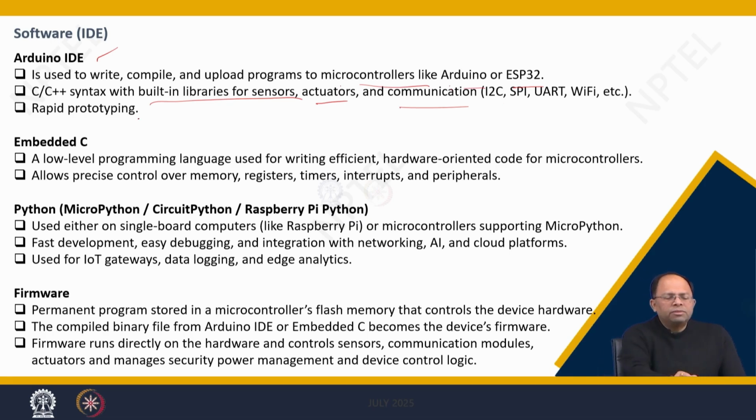So Arduino allows very rapid prototyping, and communication happens via different channels. We will talk about those later when we discuss Arduino in detail. And then, instead of Arduino C, we can go for embedded C as well. It's a low-level programming language compared to what we were using in Arduino, but it is used for writing efficient hardware-oriented code directly for microcontrollers, and this allows precise control over memory, registers, timers, interrupts, peripherals, and so on.